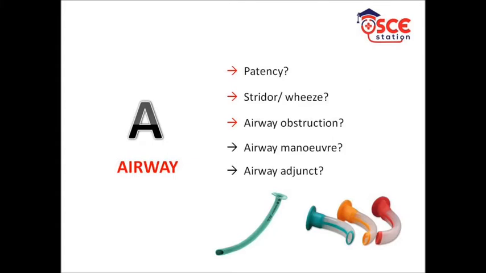Consider an airway maneuver such as head tilt, chin lift, or a jaw thrust. You may want to escalate to a senior and insert an airway adjunct such as a nasopharyngeal tube, or if the GCS is less than 8, using a Guedel airway.